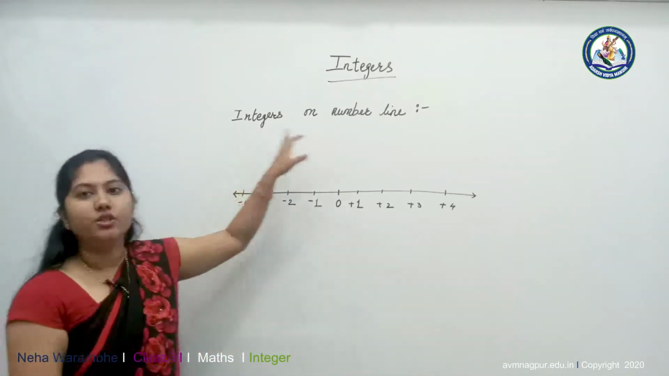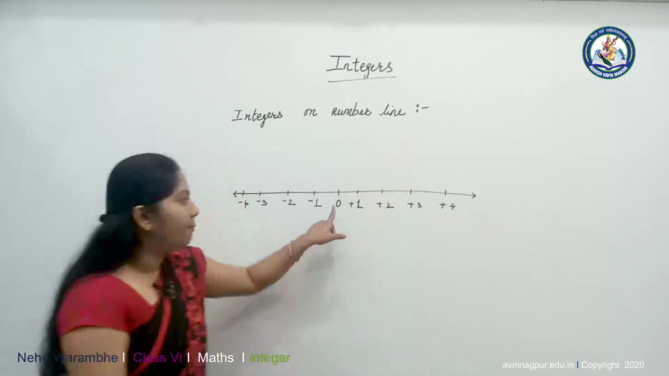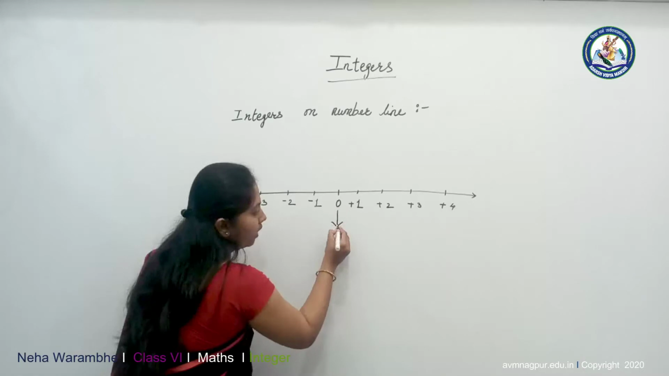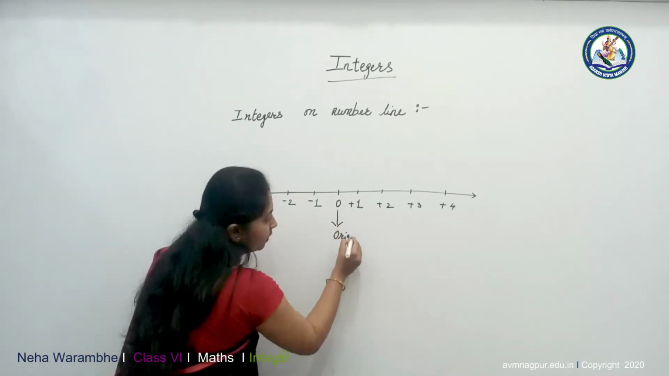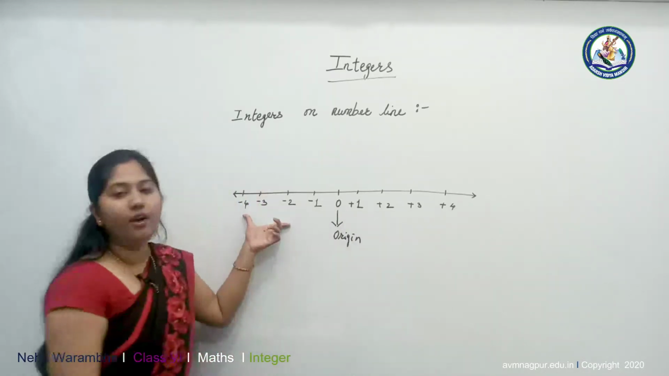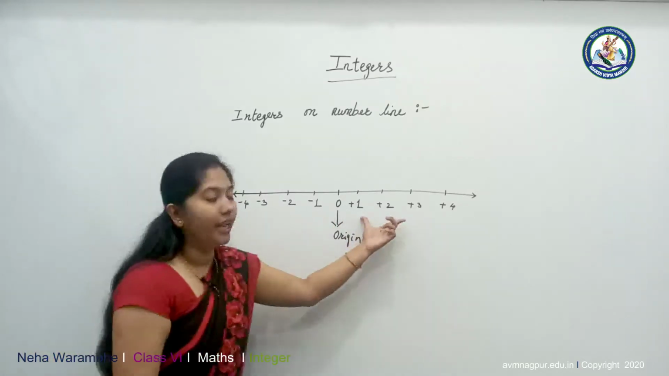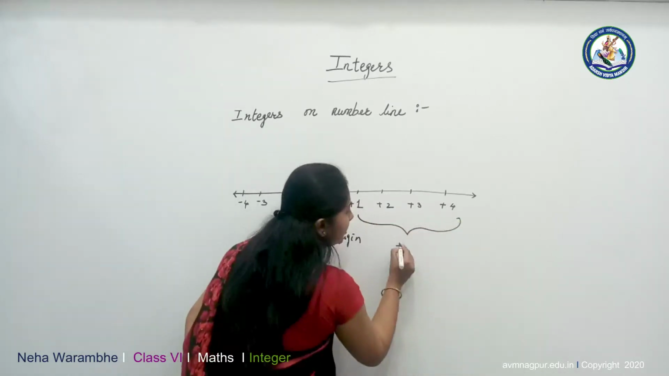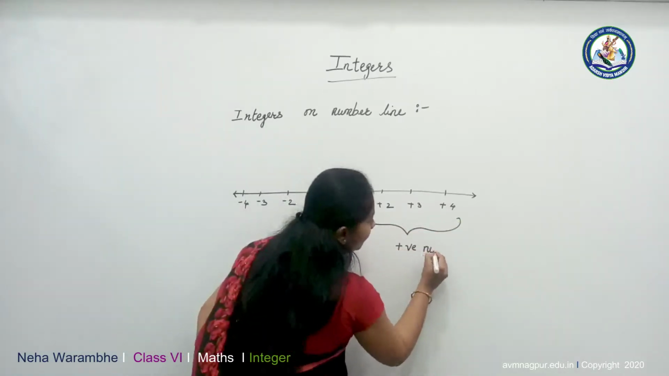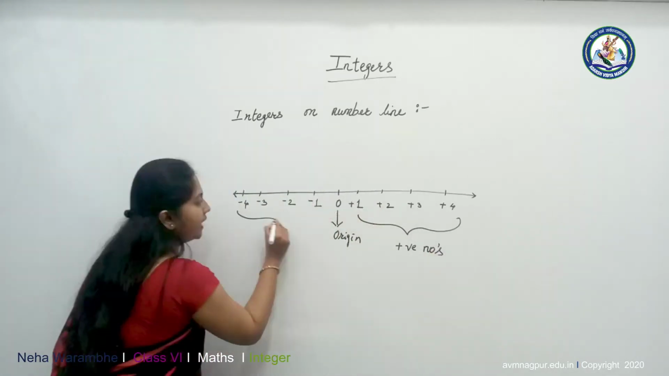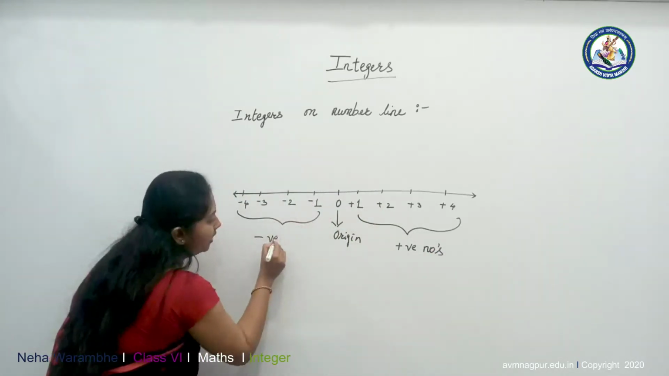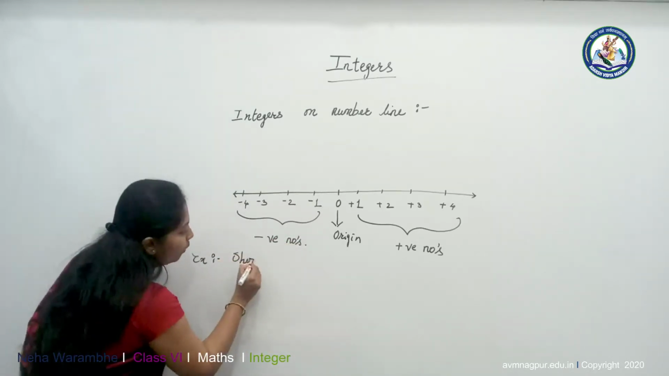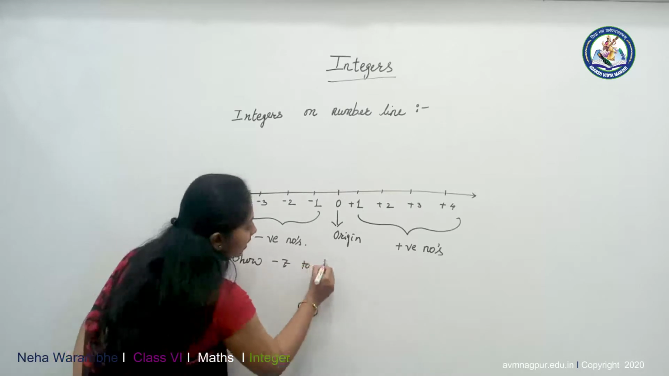To show integers on a number line, the point on the number line which is marked as 0 is called the origin. The right side and left side of the number line are at equal distance. On the right side of the number line, all the numbers are positive, and on the left side, all the numbers are negative. For example, show minus 7 on the number line.